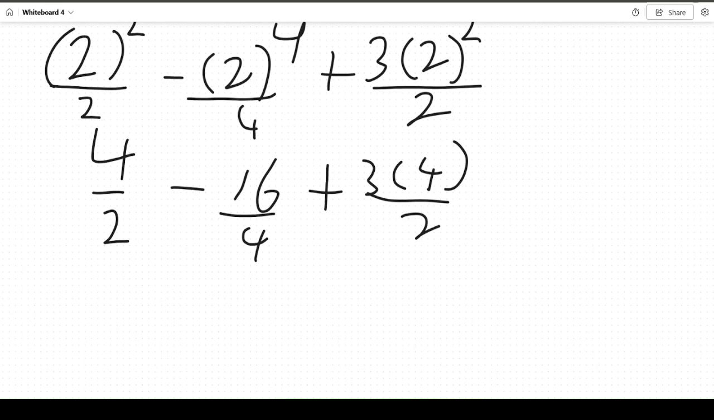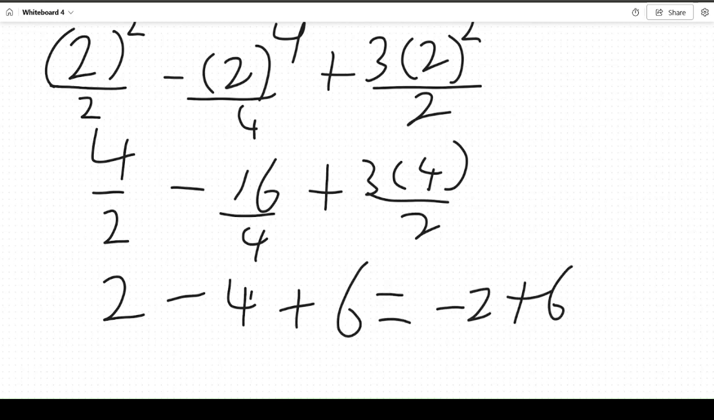4 divided by 2 is 2. 16 over 4 is 4. And 12 over 2 was 6. So negative 2 plus 6 equals 4.